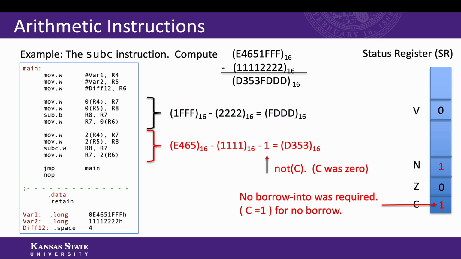Now when we compute the most significant 16 bits, E465 minus 1111, we need to remember that there was a borrow into required, so we're actually going to subtract 1 as well. That gives us the correct answer, D353. So we're subtracting 1 because previously C was a 0, so it subtracts not C. Now when we do that operation, no borrow into is required, so C goes back to 1. And then we have the number D353, which again, D is negative, so the negative flag goes up.